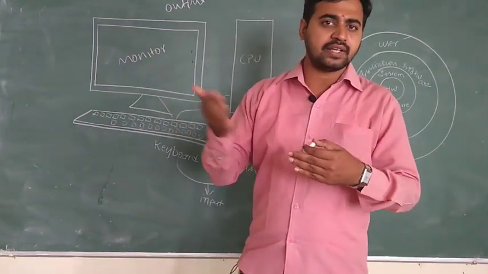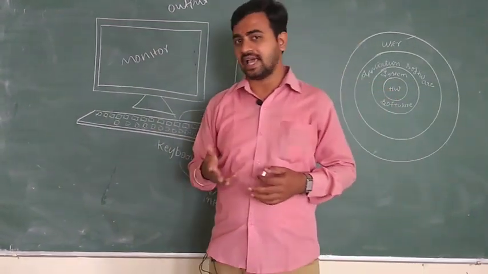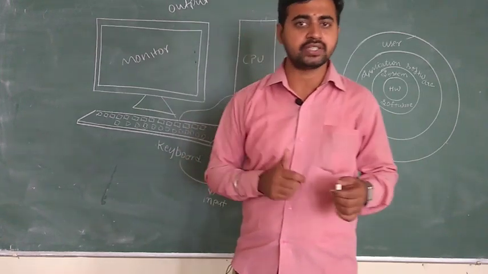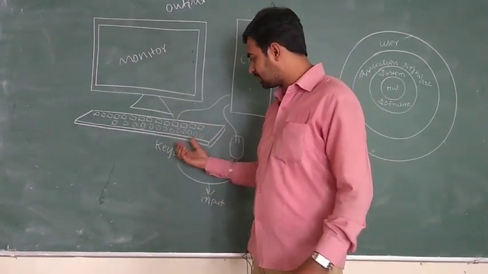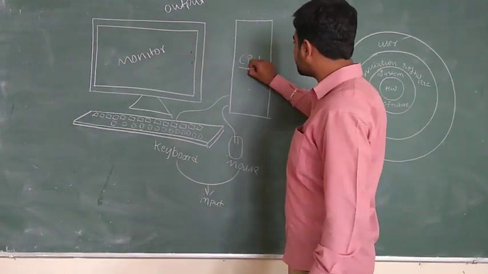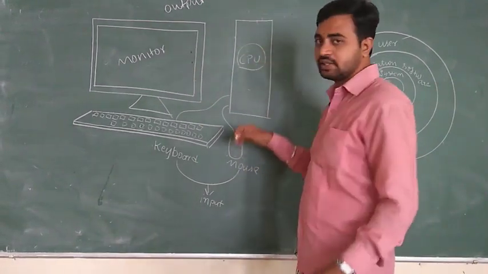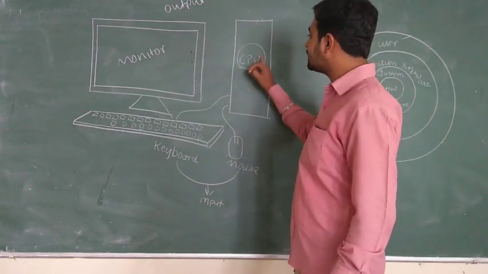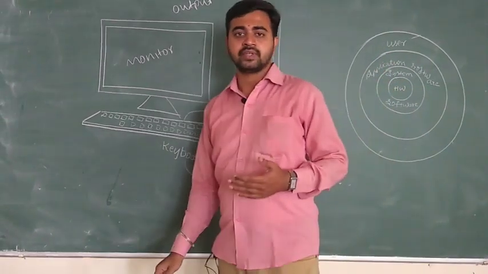We have several other input devices also, like a scanner. We have a joystick to play games. All these things come under input devices. And we have a very special thing over here. What is that special thing? You should know it is called the CPU. What is the abbreviation of CPU?